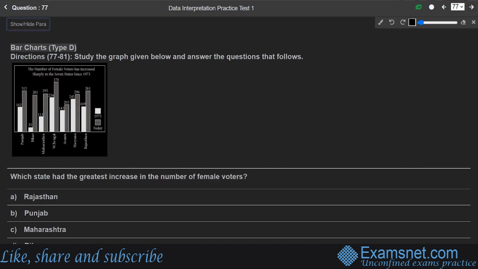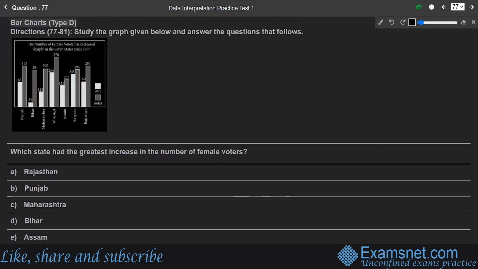Now, we have a different graph. This is a bar graph, and we have to study this bar graph; only then can we answer the questions associated with it. The title of the bar graph is: number of female voters has increased sharply in the 7 states since 1973. The white bar indicates the year 1973. The gray color indicates today's value, whatever year is taken, and 1973 values are represented in white.